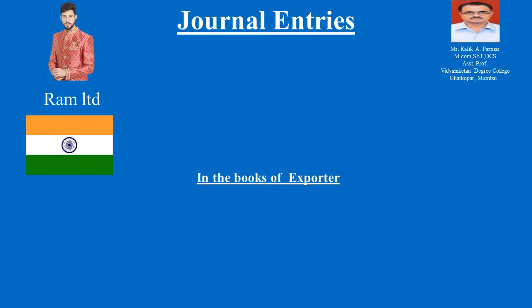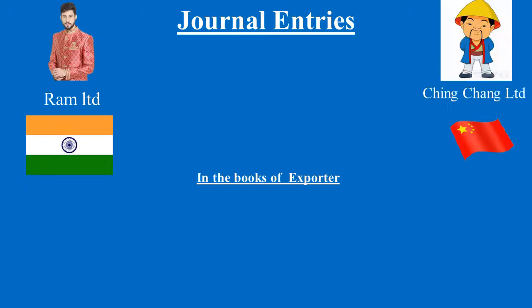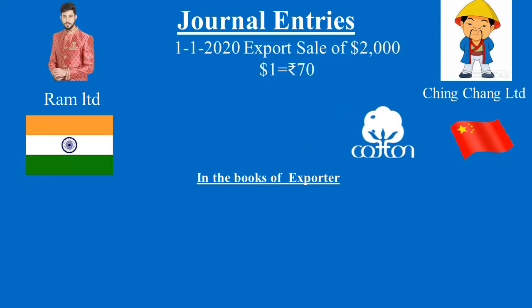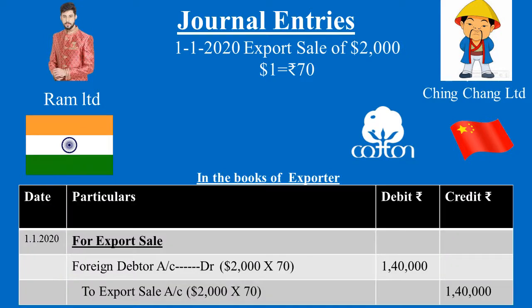Now let us see some journal entries in the books of exporter. Let us take one example, Ram Limited from India and Qingchang Limited from China. Now this time Ram Limited from India is selling cotton to Qingchang Limited of China. Now this transaction is on 1st January 2020. There is an export sale of $2,000 and the rate of $1 is rupees 70 as on 1st January 2020. Now let us see what will be the entry for this transaction.